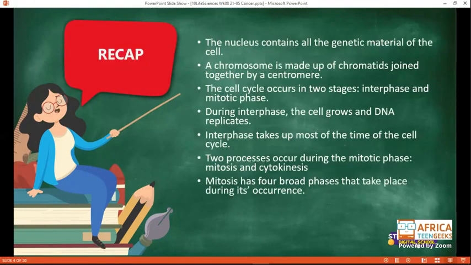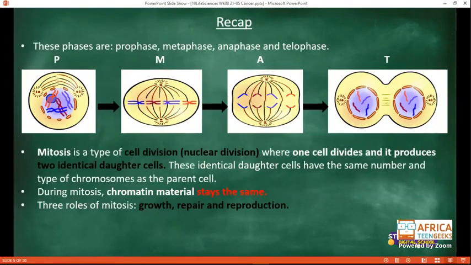Now, just to quickly recap, we did this yesterday, and I hope you guys followed. Remember, we were dealing with mitosis, and we started off with the cell cycle first on Monday. So we said the cell cycle occurs in two stages, which is the interphase and the mitotic phase. During the interphase, the cell grows and DNA replicates. And during the mitotic phase, there are two processes which are linked or conjoined. And these processes are mitosis and cytokinesis. We know that mitosis has 4 phases that take place. And these 4 are prophase, metaphase, anaphase, and telophase.